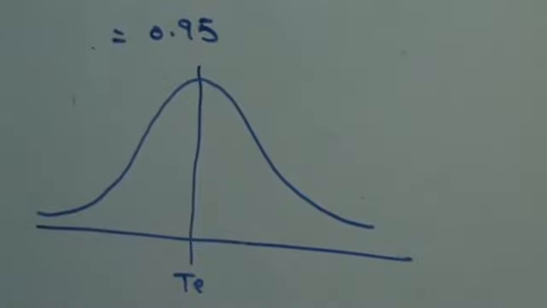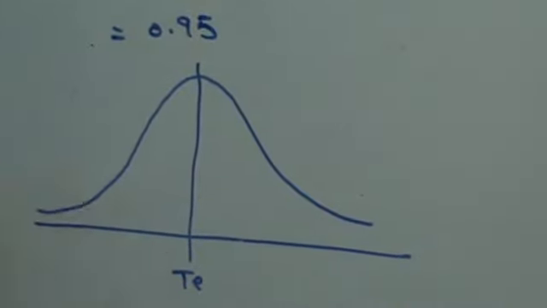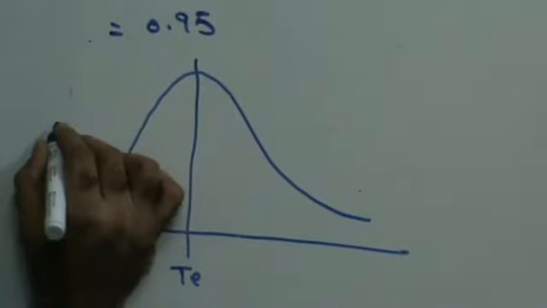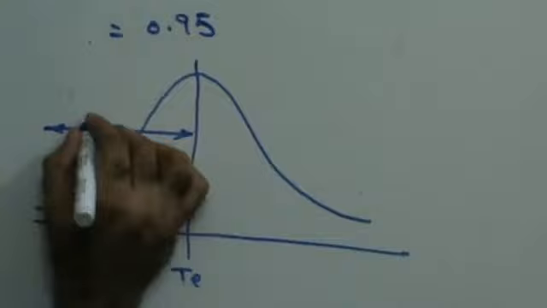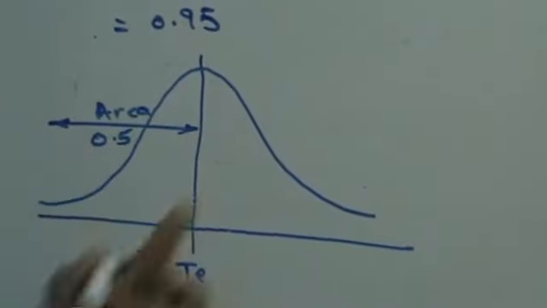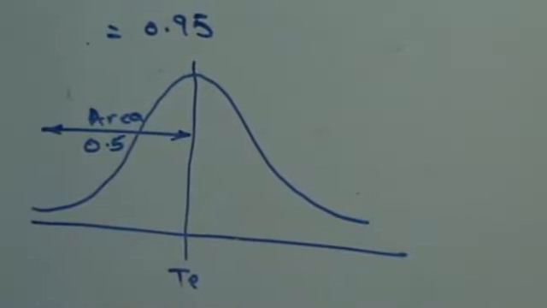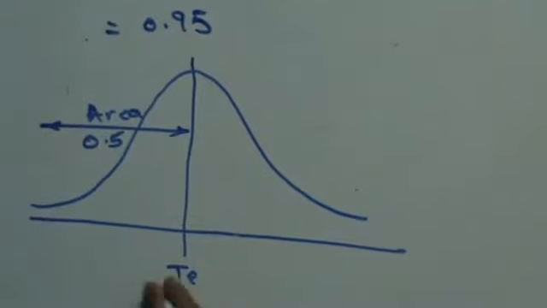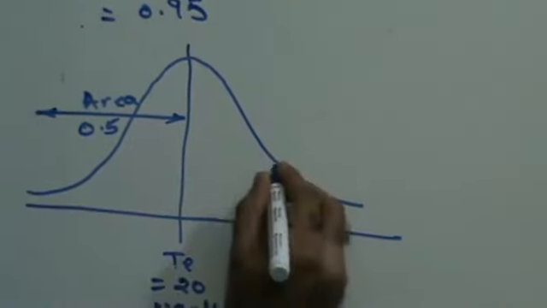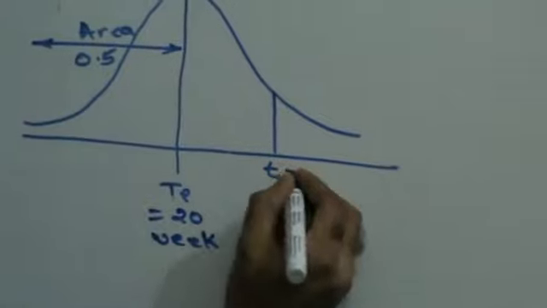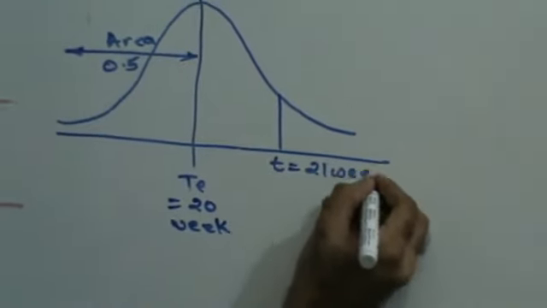Right? Now we know that each half starting from the center is 0.5. The area under the curve on each side is 0.5. Now, TE is 20 weeks, and I want 21 weeks. 21 weeks is going to be ahead here. So your time is 21 weeks.